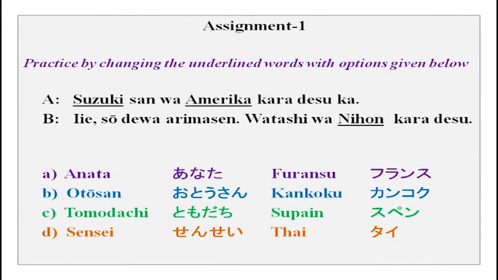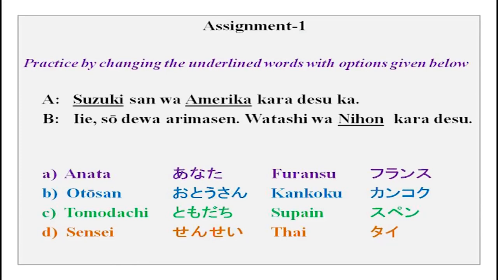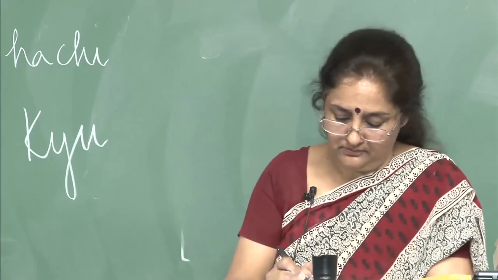Now, in the end, we have your assignments. It is your homework now. Practice by changing the underlined words with options given below. It is a very simple assignment. Suzuki san wa America kara desu ka? Iie, so dewa arimasen. Watashi wa Nihon kara desu. And then you have A, B, C, D. Anata, otousan, tomodachi, sensei. And France, Kankoku, which is Korea, Spain, and Thai, which is Thailand. So, please practice by changing the underlined words with options given below. You have the names and the name of places. You need to replace those with the options.